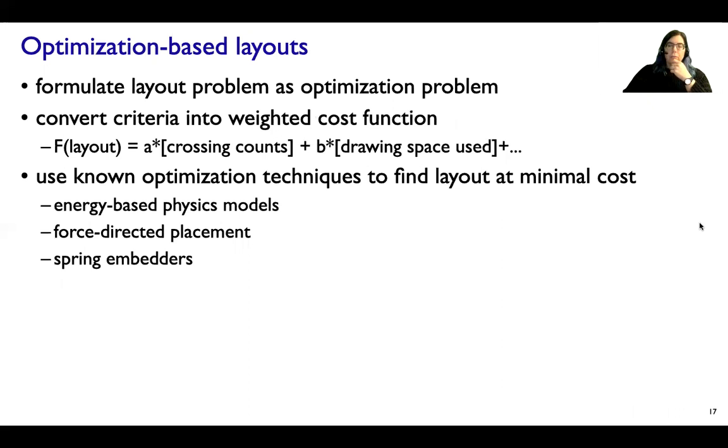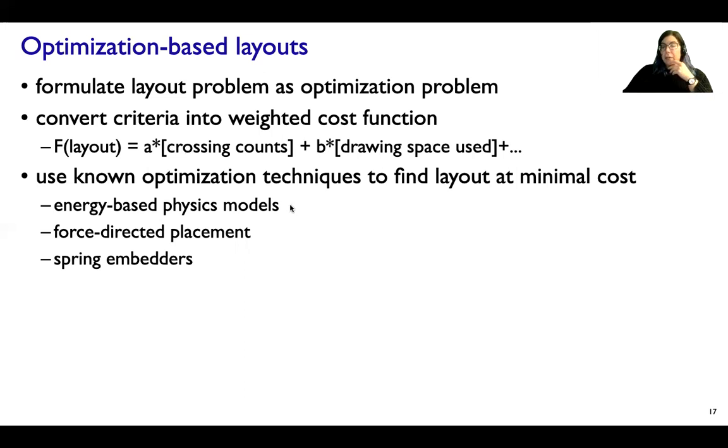So it's very common to formulate network layout as an optimization problem. You can take all these criteria of minimizing this and minimizing that and maximizing this and put them in a cost function. Every time you do something undesirable, there's some cost to it. So you might have some weights, with a certain penalty for crossings and a certain penalty for using too much drawing space. You think of this weighted cost function as something you're trying to minimize. And then there's a whole suite of techniques out of optimization to try to find the minimum cost layout.